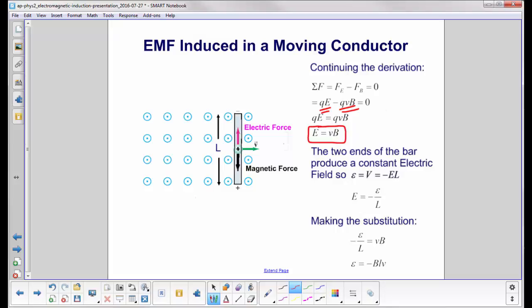Now the two ends of the bar produce a constant electric field, very much like the parallel plate capacitor. Remember that? Where we had the electric field between the positive and negative plate, and we found out that the voltage difference is minus the electric field times the displacement. So here, our maximum distance is L, so EMF equals voltage equals minus EL. E therefore is minus EMF over L. Substitute again into this equation, and we get EMF is minus BLv, just like before using Faraday and Lenz's law.